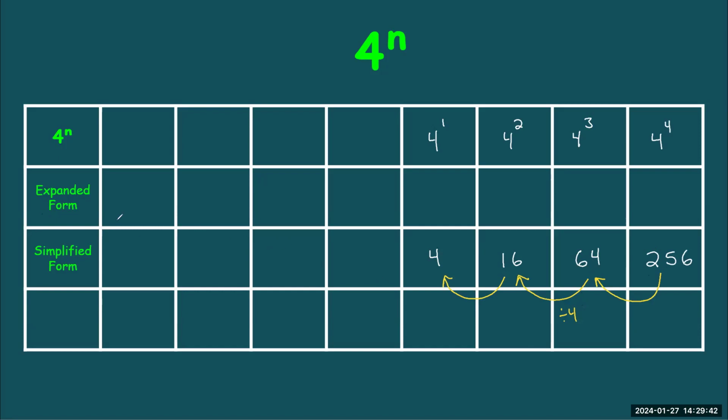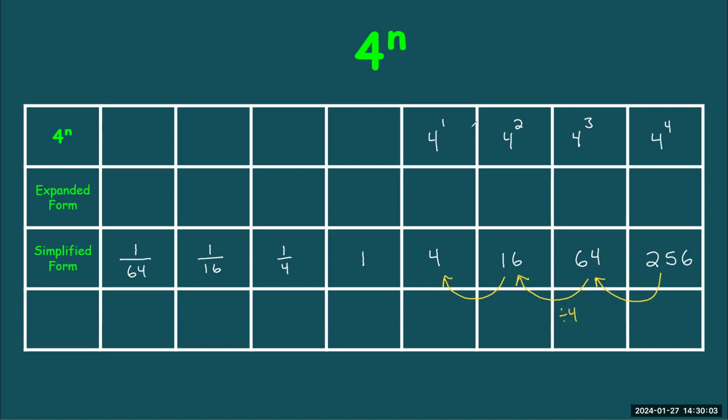And 4 divided by 4 is going to produce 1. 1 divided by 4 is 1/4. 1/4 divided by 4 is 1 over 16. And 1/16 divided by 4 is going to be 1 over 64.